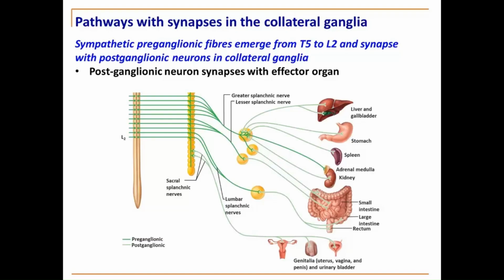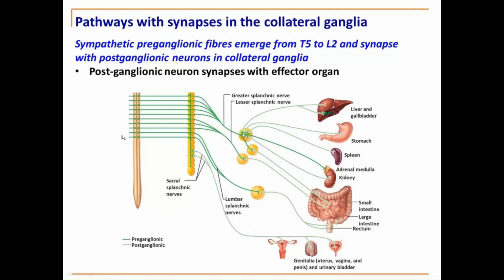So again, what you should have spotted from this, these lower regions, T5 to L2, you can see that they come through. Okay, they go through. In this case, if we're looking at these ones, you can see that they go straight through the sympathetic trunk. They don't synapse in there. They pass straight through, and then they come in and they synapse with a distal ganglia. It's called a collateral ganglia. Okay, and they all have different names. You don't need to worry about it for now.